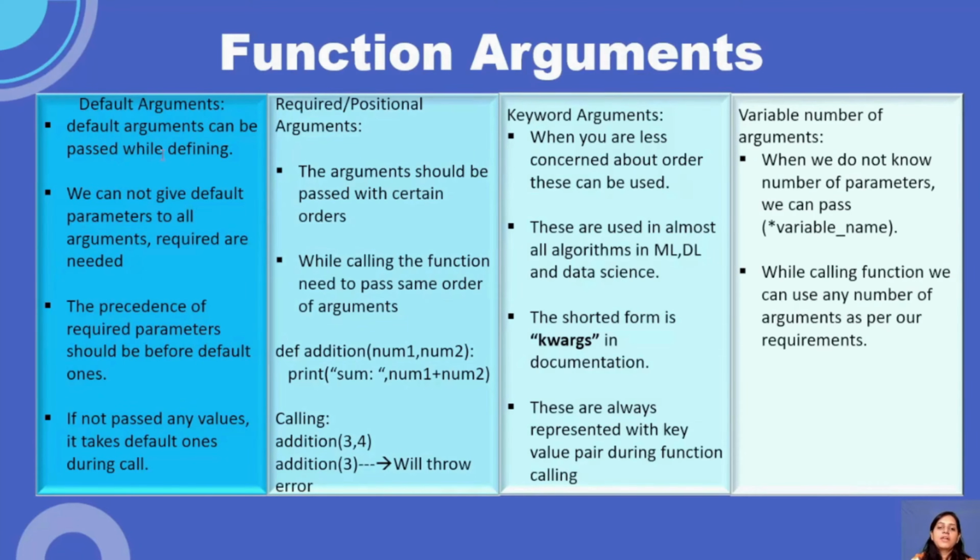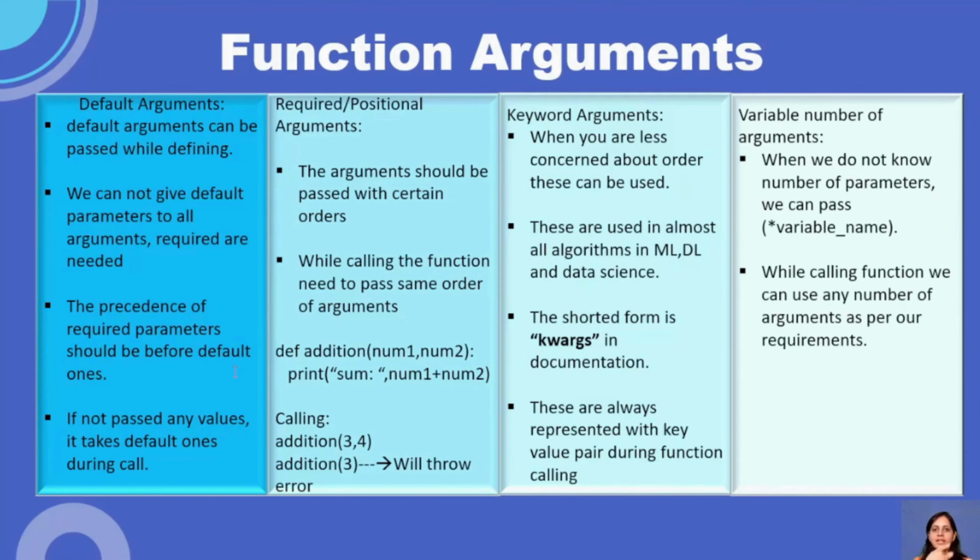So what are default arguments, guys? Default arguments can be passed while defining, like num1, num2 in the addition I mentioned. We cannot give default values to all arguments. Not all arguments in a function can be default; there have to be required arguments as well. So required parameters should come before default ones. Required parameters should come first. I'll show you an example.